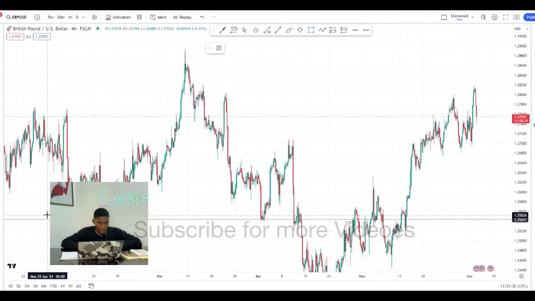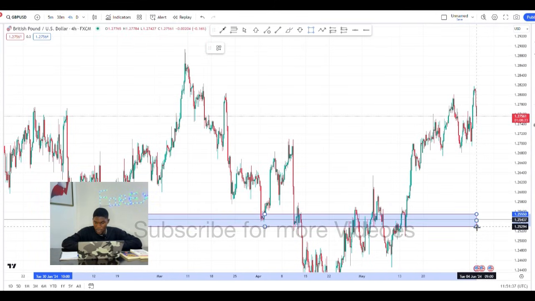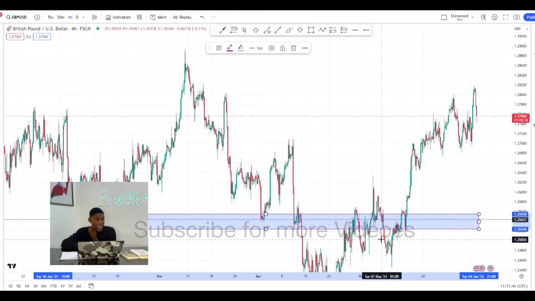So you can use a box like this because this place is a zone. Yes, you can use it like this. So you can know that anytime the market is coming here, the market can react to this place.